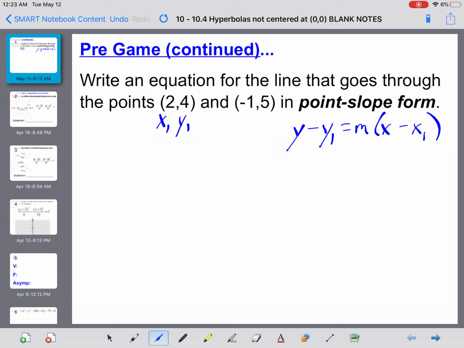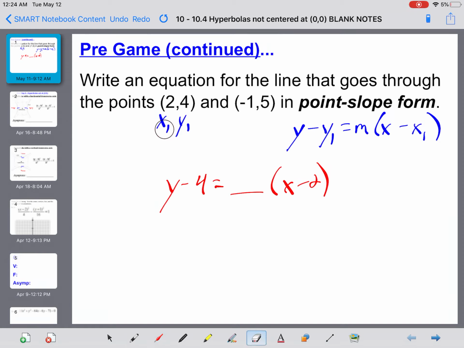Now, we're going to find the slope in a second. You could subtract the y's, subtract the x's, and divide them to find the slope, but we're going to do it from our picture. So a possible equation here would be y minus 4, using this first point, equals whatever m is. We're going to put a slope in there, and then x minus 2.